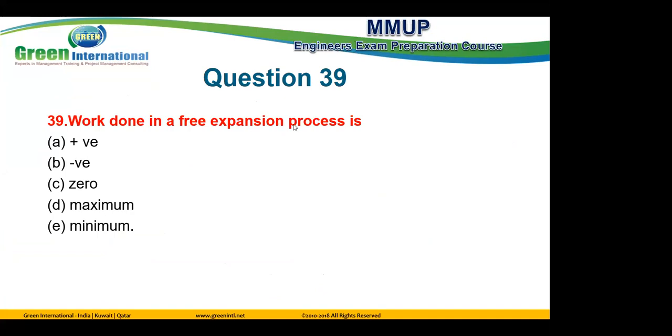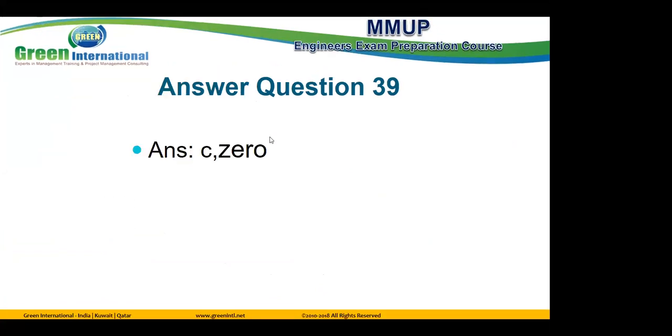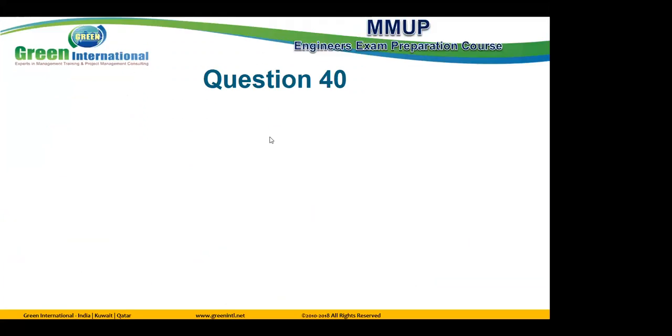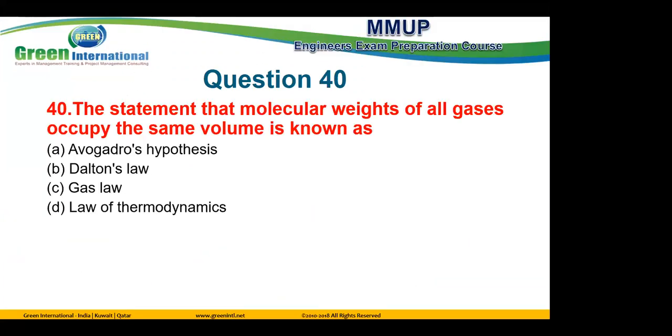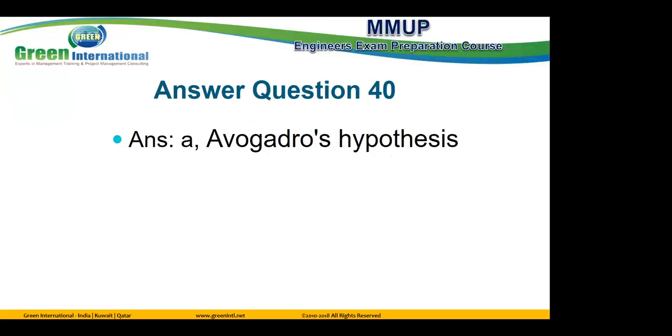Work done by the expansion is zero. Close to finishing the set of theoretical questions: Dalton's law, Avogadro's hypothesis. Avogadro's hypothesis is correct.